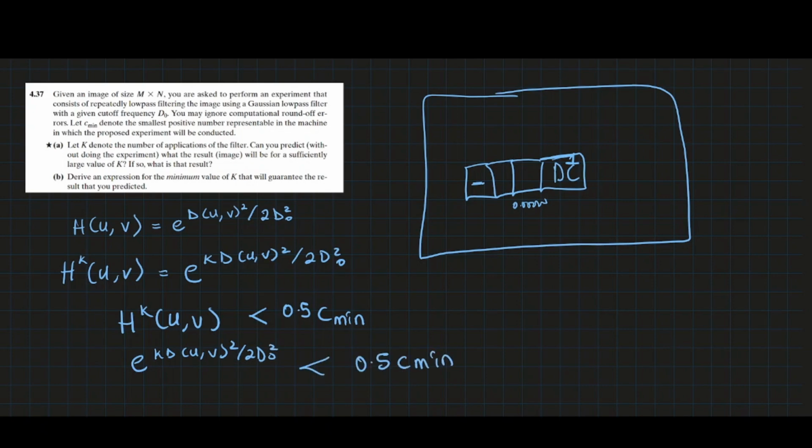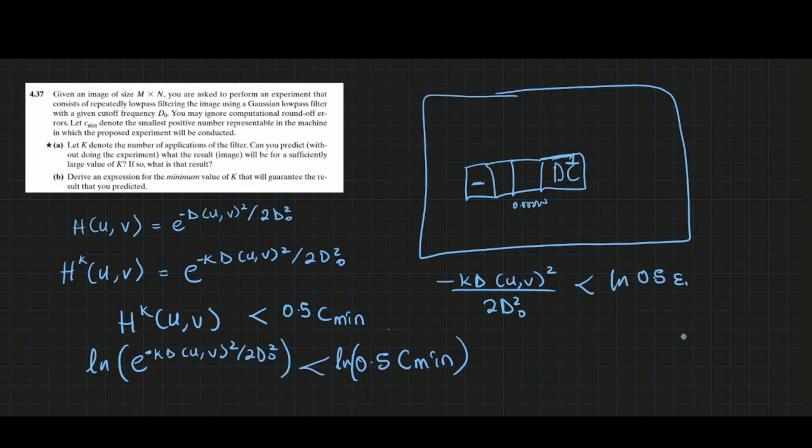Basically going to take the ln of both sides so that we can cancel out this e exponential here. Let's take the ln of both sides. That's going to lead us to the equation. Sorry, I forgot to add negative here. That is all negative. So it's going to be negative k D(u,v) squared all over 2D naught squared less than ln of 0.5 c-min.